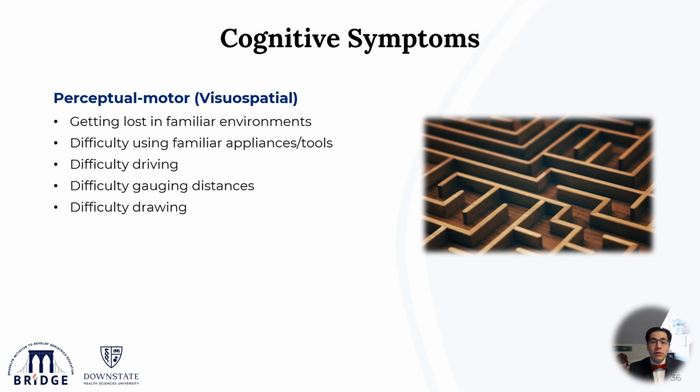What about perceptual motor, which means also visual spatial? That means that they get lost in familiar environments. It may show as difficulty using familiar appliances or tools, so they hold it and they do not know how to manipulate it properly. They may have difficulty driving and understanding directions. They may have difficulty gauging distances if an object is close enough or far enough. And that also shows when they try to put something together or draw on a piece of paper.